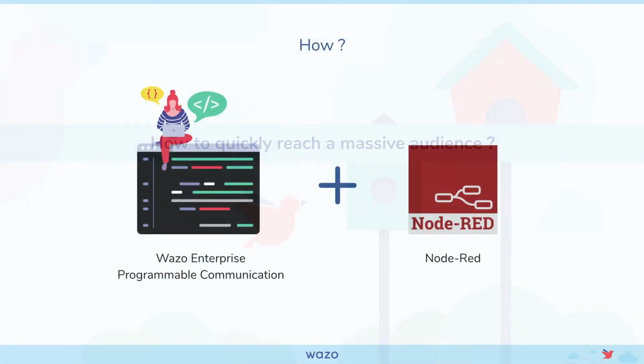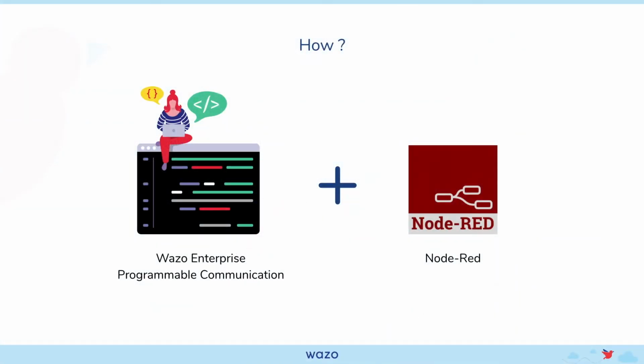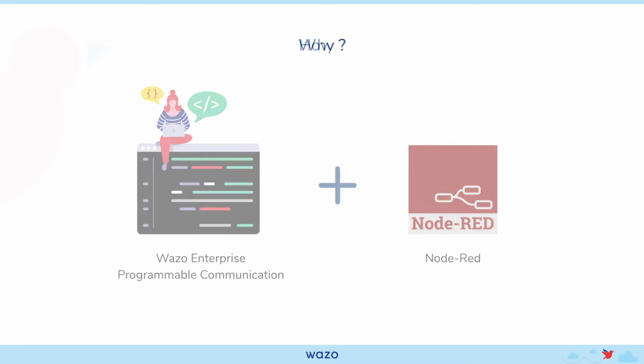In this short demonstration, we will use Wazo Enterprise Programmable Communication combined with Node-RED. Wazo's solution exposes a large variety of communication APIs to web developers and can be deployed in any infrastructure. Node-RED is a low-code visual flow programming tool using Wazo's and Google's APIs. So let's discover our use case.